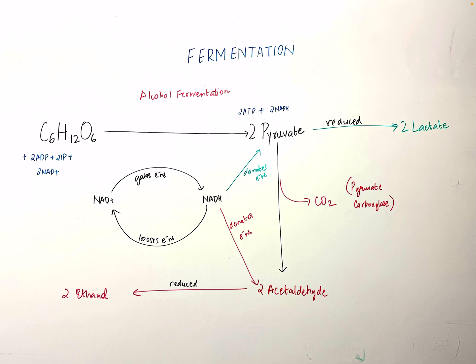Now, when we look at fermentation or anaerobic respiration, as the name suggests, there is no oxygen, right? In fermentation, there's no oxygen. So who's the final electron acceptor? And what role does oxygen play? What role did oxygen play in cellular respiration? Because oxygen accepted the electrons, NADH could be converted to NAD plus again.